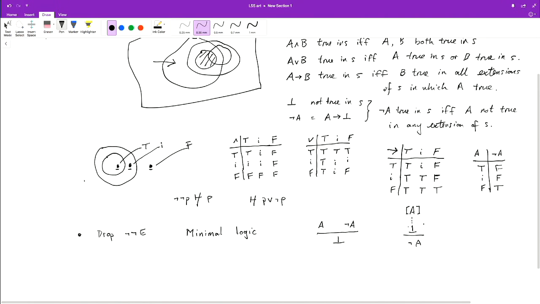Now, remembering that by negation here, we really just mean A implies bad. These rules, if this is A implies bad, that's just an instance of arrow elimination. And if not A means A implies bad, that's just an instance of arrow introduction. That's what I wanted to say. So in minimal logic, the negation rules are just implication rules. They're just a special case of the implication rules.